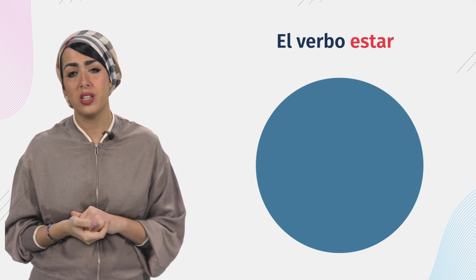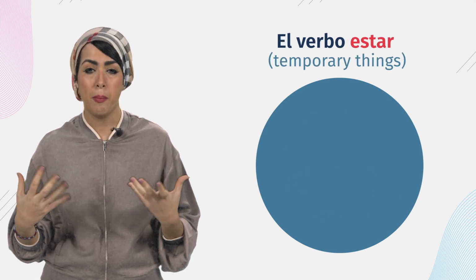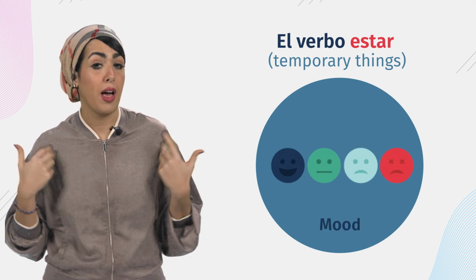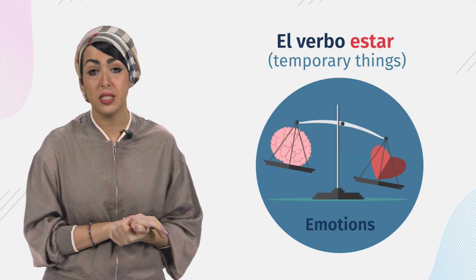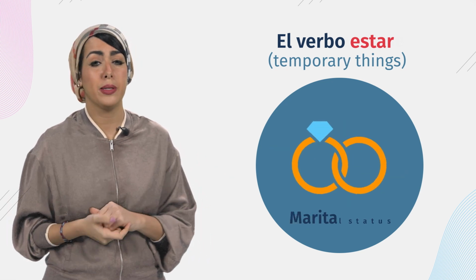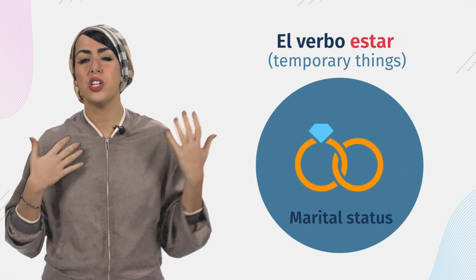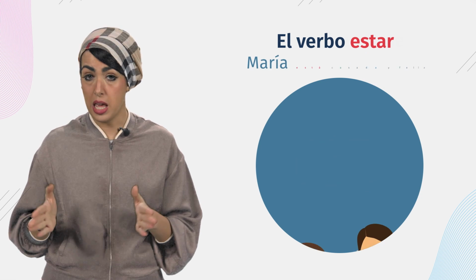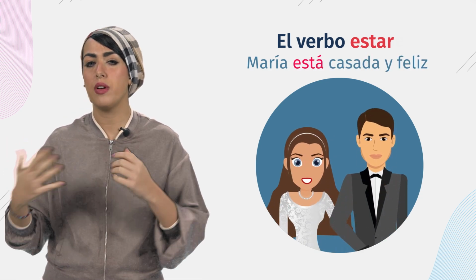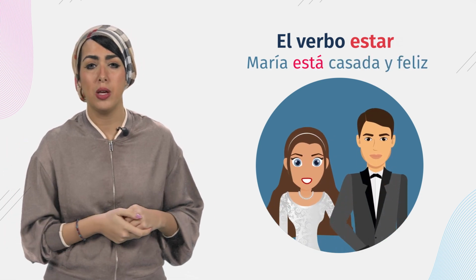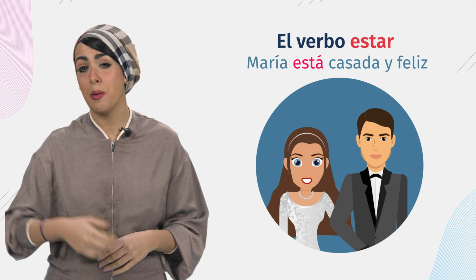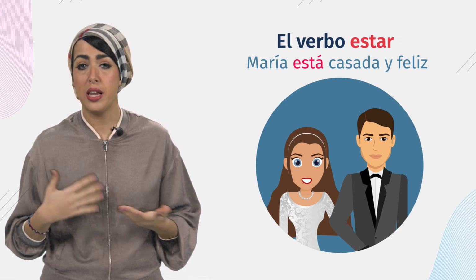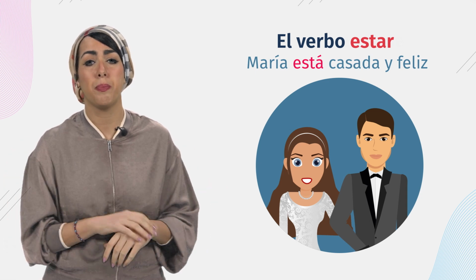Now let's talk about el verbo estar. El verbo estar is used to talk about temporary things, such as your mood and emotions, prepositions of place, body postures, and marital status. Things that usually change. So if I say, María está casada y feliz. María is married and happy, which can change and was not like this before. The same for the feeling happy. It's not the entire time.